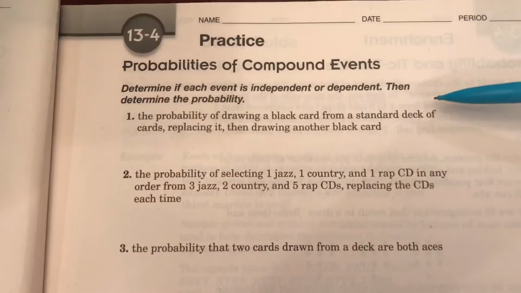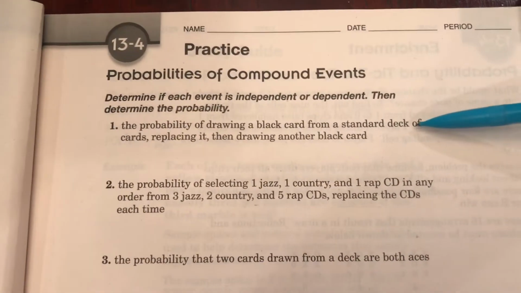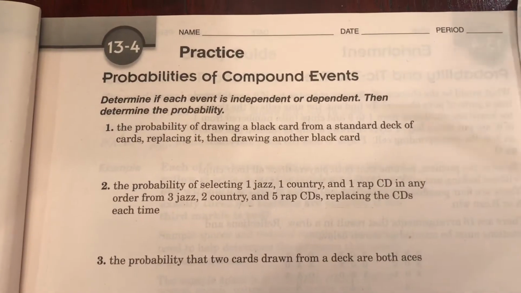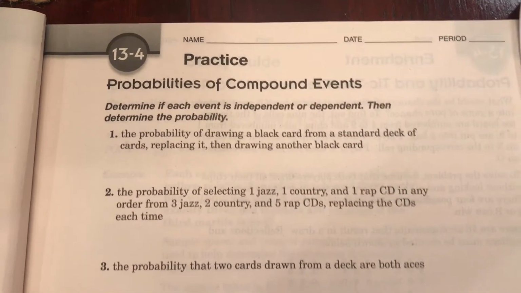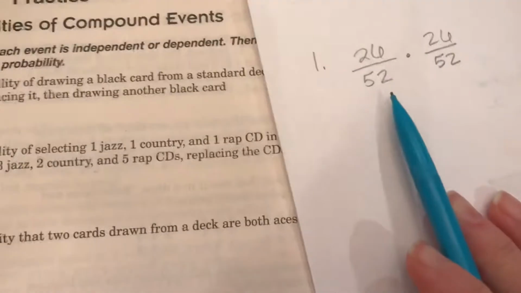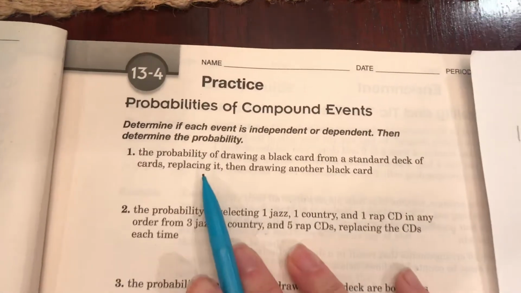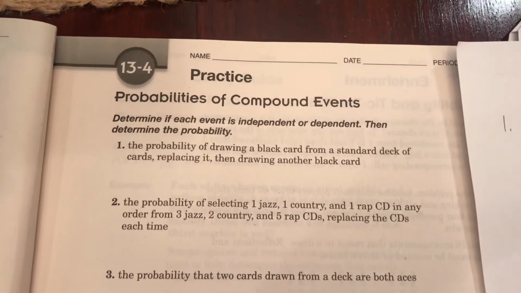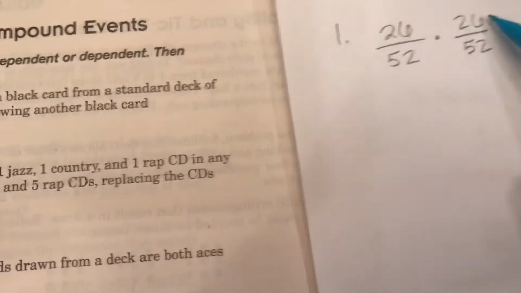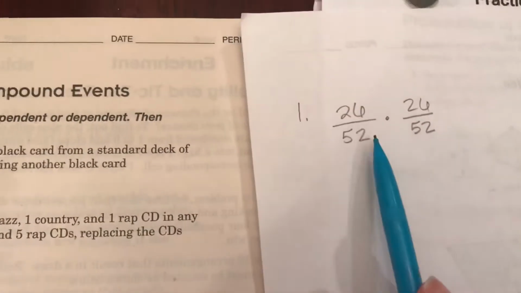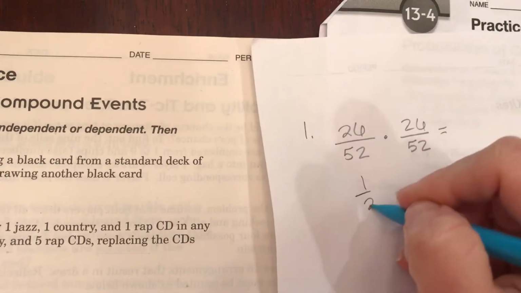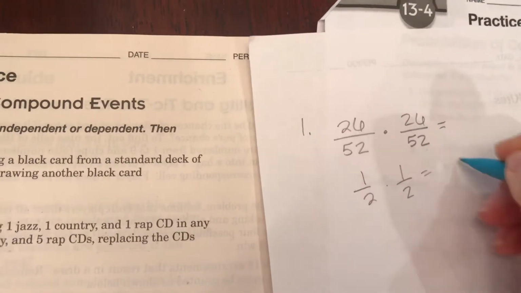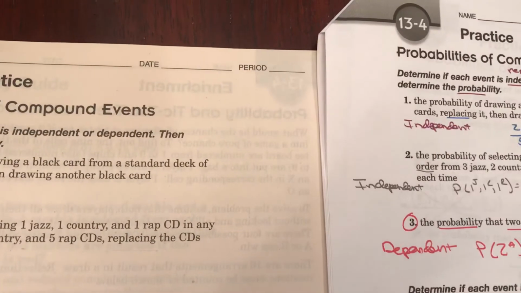Like number 1, the probability of drawing a black card from a standard deck. Well, in a standard deck of cards, half are red and half are black, so 26 of each. So the probability of drawing a black card would be 26 out of 52. But it says you put it back, so on the second draw, you're just starting over. So again, for the second draw, you have 26 out of 52, and then you just multiply those together. So really that's 1/2 times 1/2. You got a 50-50 shot both times of that happening. So you end up getting 1/4. So that's pretty simple there.